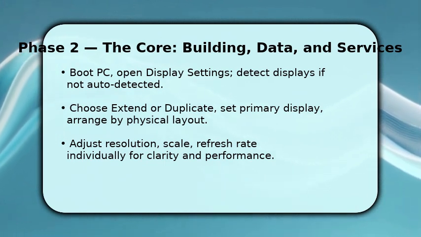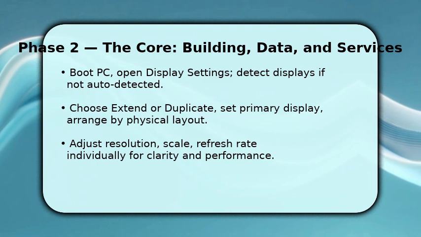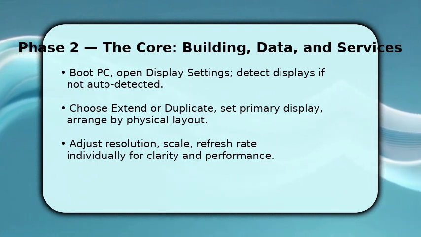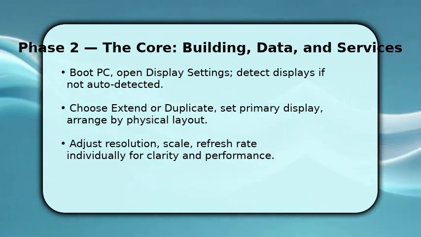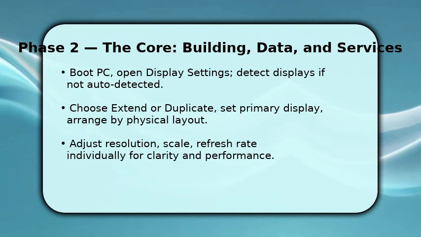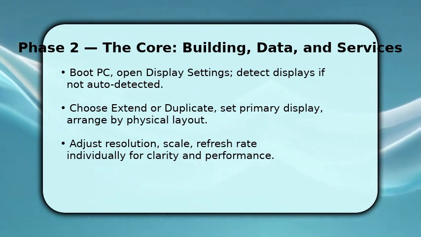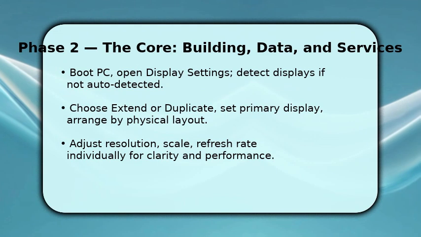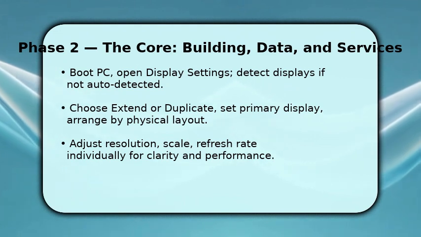Next, drag the monitor icons to match their physical layout so the cursor moves naturally. Then set which is primary for taskbar and apps, and adjust resolution, scale, and refresh rate for each display to optimize clarity and performance. Make small changes, confirm, and move windows between screens to verify.